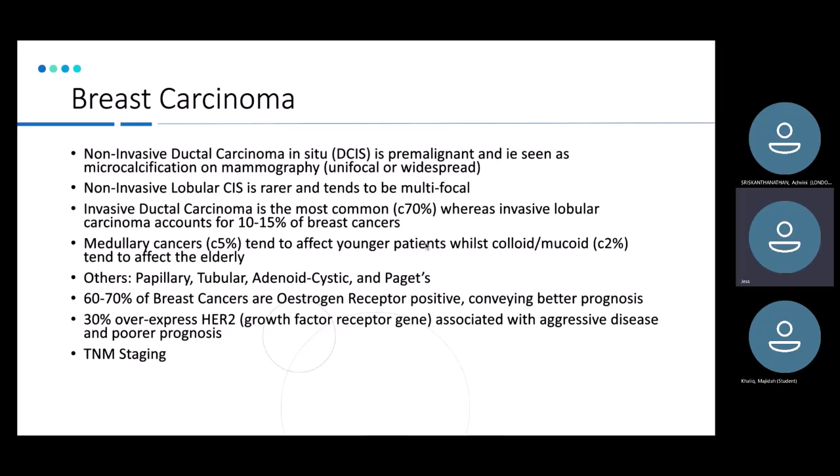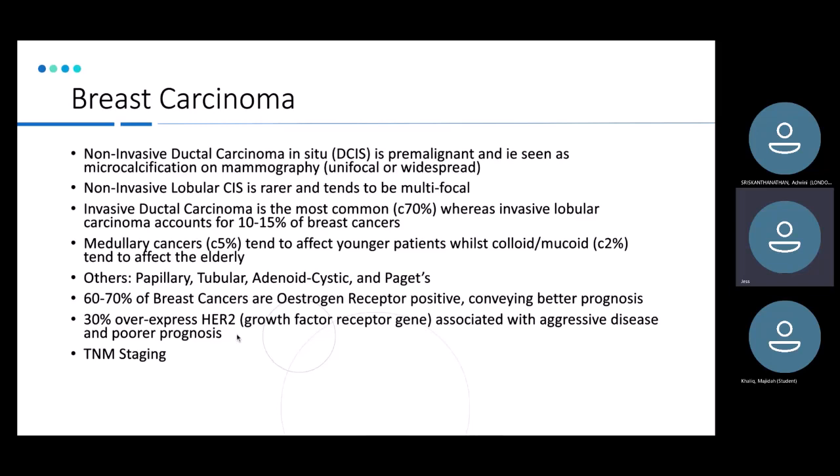You then get the invasive versions, and the most common is invasive ductal carcinoma, but lobular being a lot less. And there are other rarer forms of cancer as well. The majority of these cancers are estrogen receptor positive. They have a better prognosis, and they can also be treated with hormonal therapy. And you also get certain ones that have HER2 positivity. This is associated with aggressive disease and poorer prognosis, but treatment again with Herceptin reduces this.